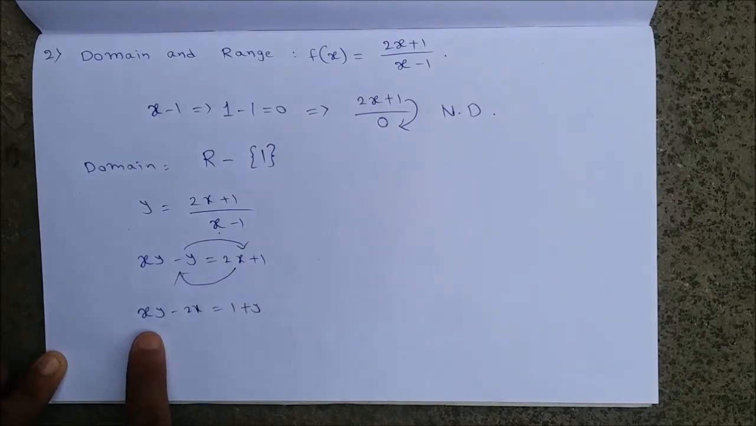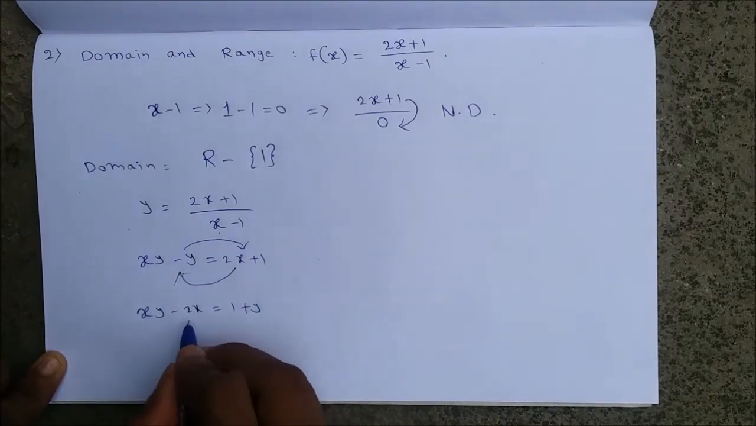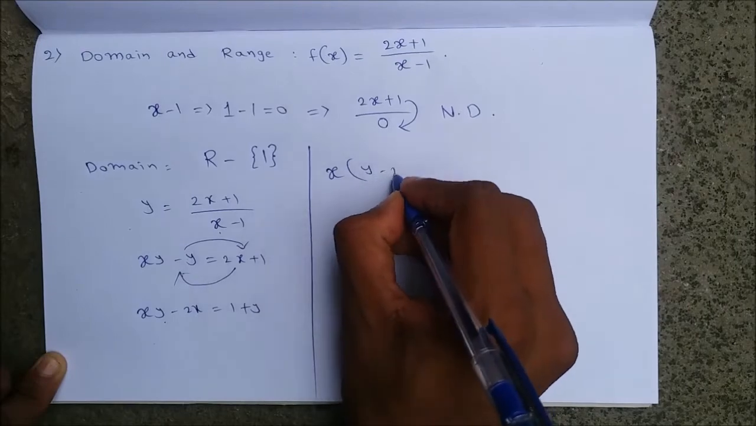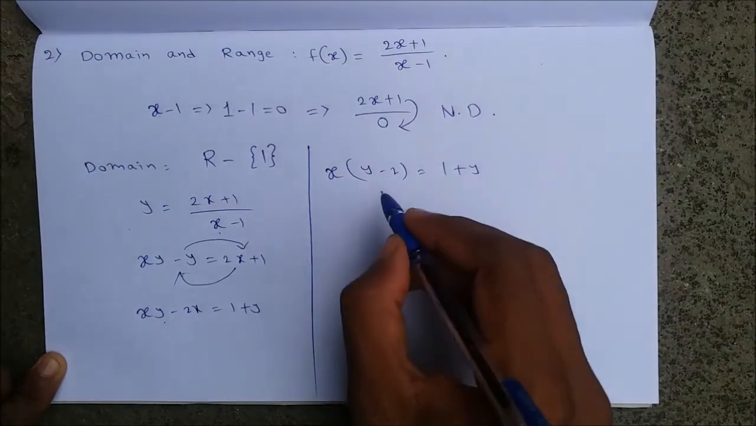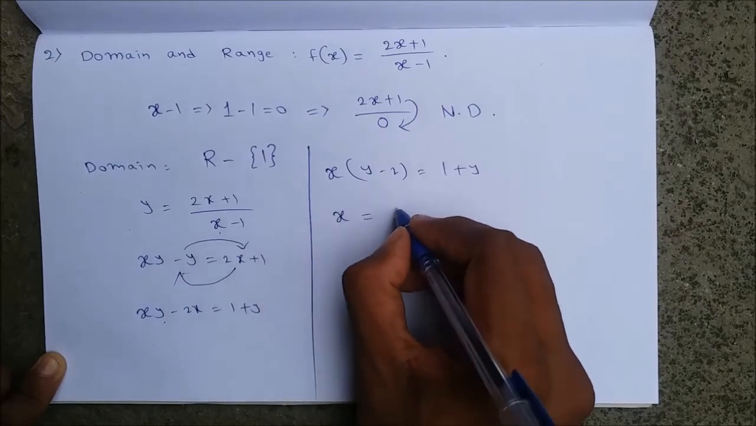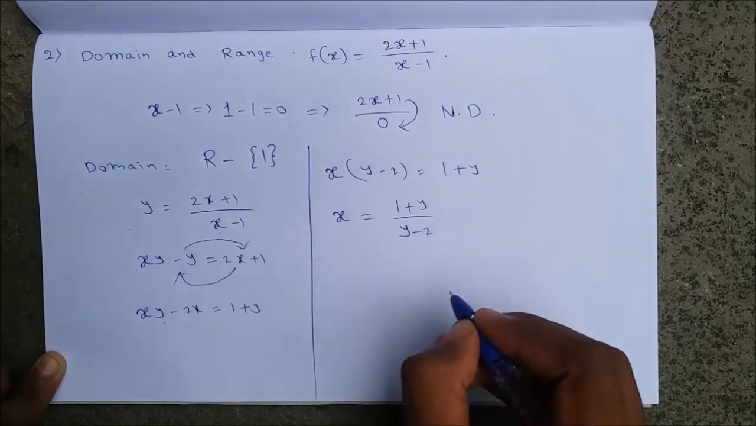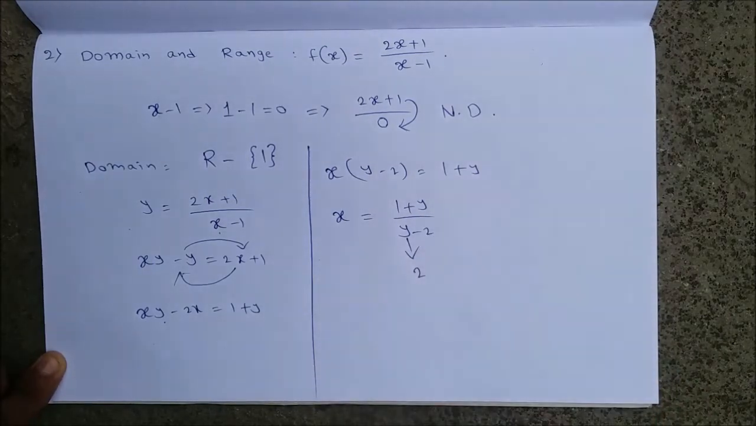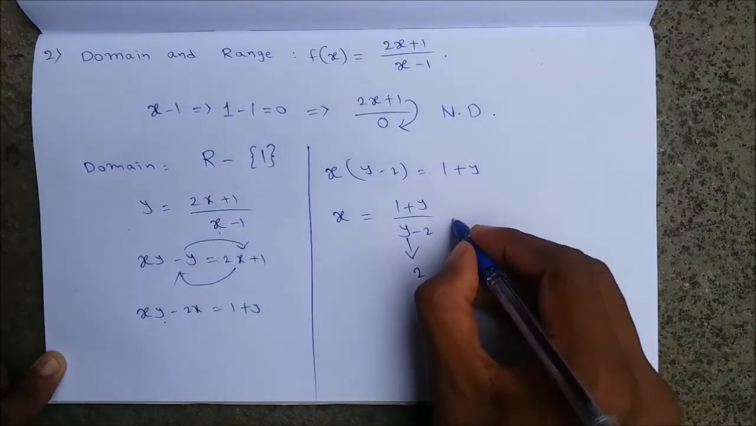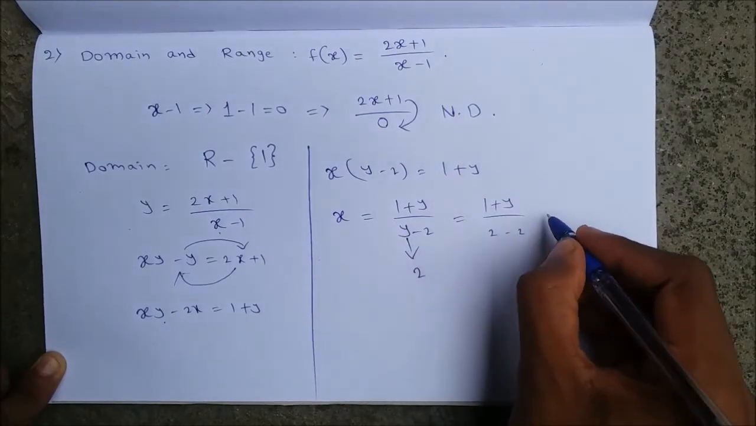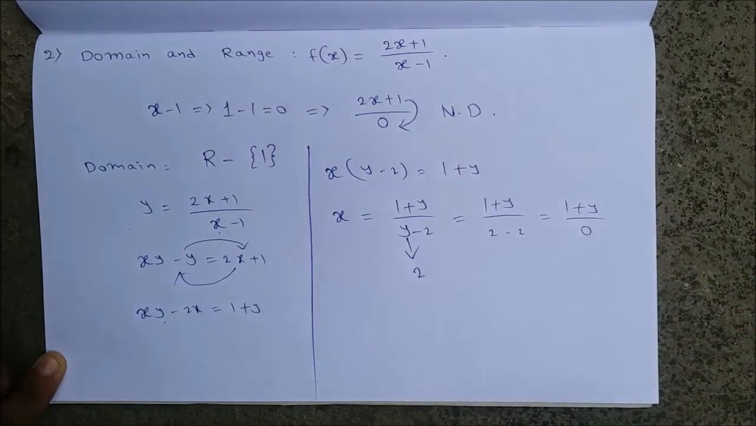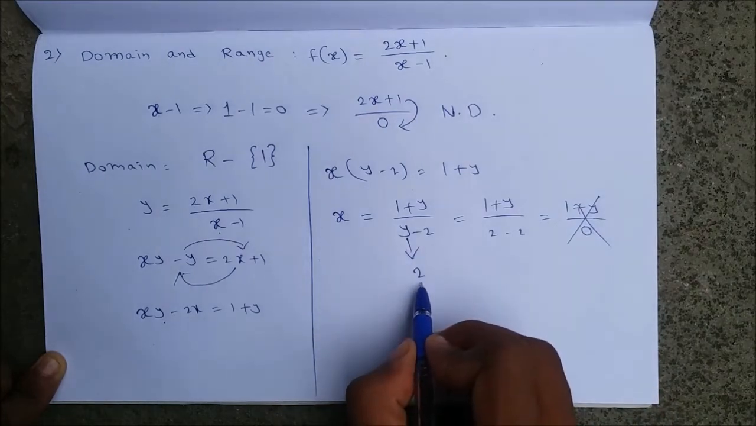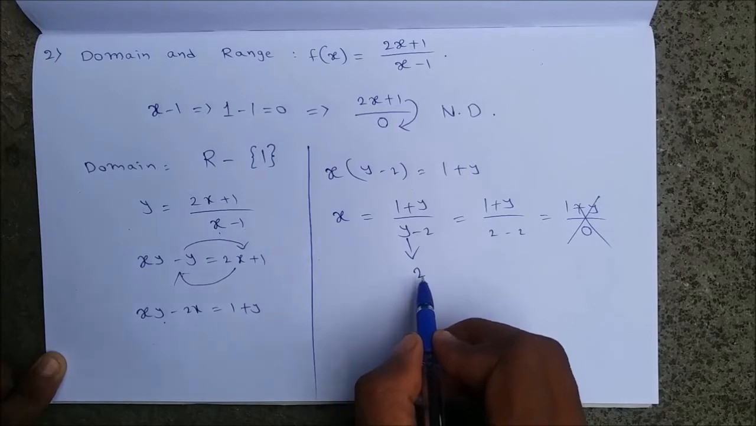Now I want the x value. So from the left side I will take x common. If I take x common, we remain with y - 2, which is equal to 1 + y. Now y - 2 I will take to the right side. So we get x = (1 + y)/(y - 2). So in the place of y, if I substitute 2, it will become 2 - 2, so (1 + y) divided by 2 - 2, nothing but (1 + y) divided by 0, which is not defined. So it means in the place of y except 2, I can substitute any other number.